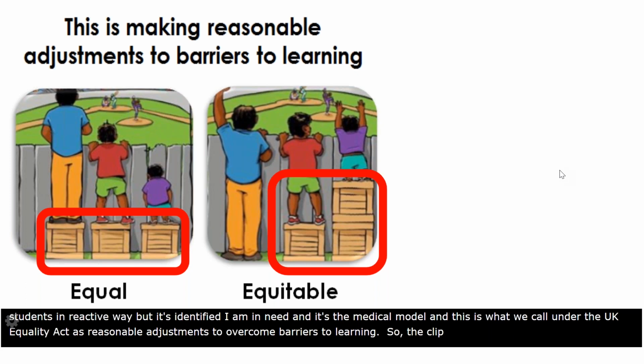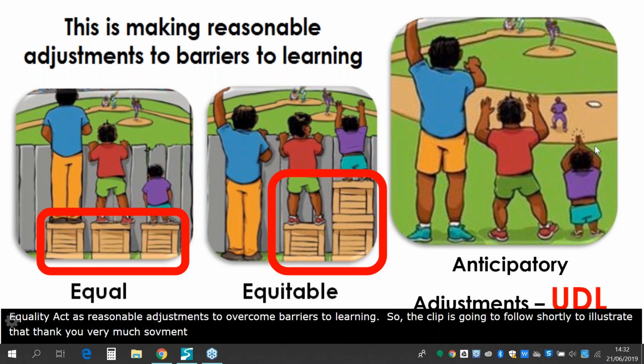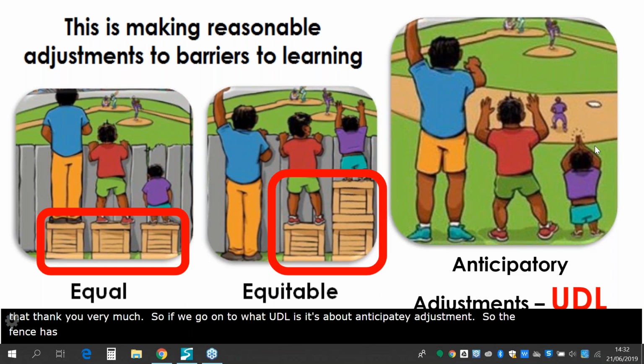Thank you very much. So if we go on to what UDL is, this is about anticipatory adjustment. So what have we done here? The fence has been removed. There is no need for a fence. The fence was actually the barrier. UDL is recognising that barrier and removing it.